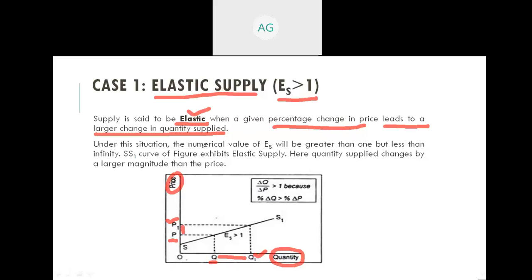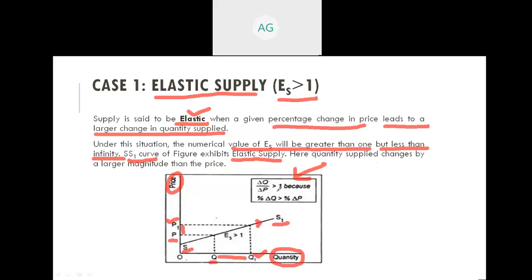Under this situation, the numerical value of ES will be greater than 1, but less than infinity. Just remember that in this situation, the ES value is greater than 1, but less than infinity. From the figure, you can see that the SS1 curve exhibits elastic supply. Here the quantity supplied changes by a larger magnitude than the price. The quantity changes from Q to Q1, which is larger than the price change from P to P1. So this can also be written in this form, as you can see in the table.